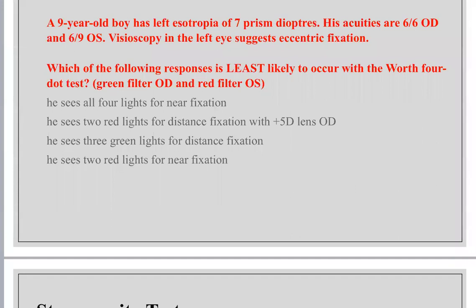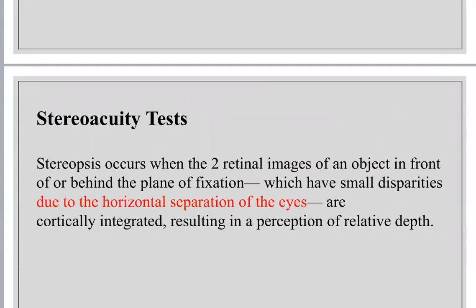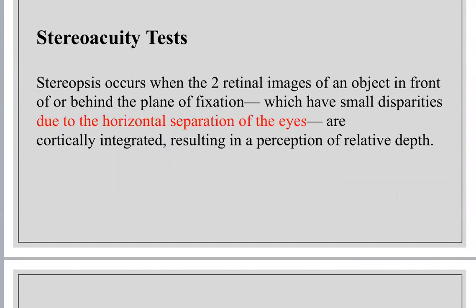He sees 2 red lights for near fixation. No, near fixation here, I told you that it will stimulate the temporal areas of the retina, or more peripheral areas of the retina. This will result in better binocular functions.